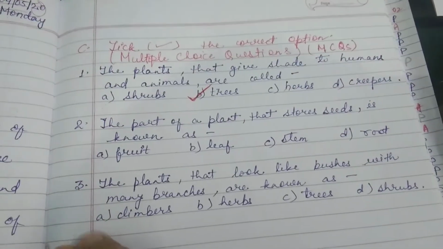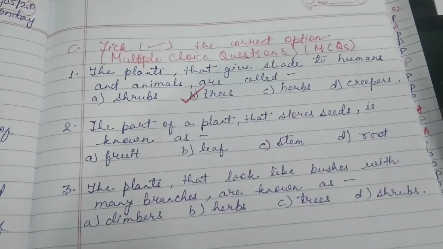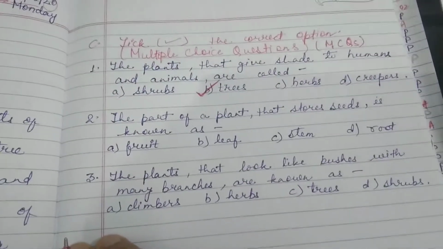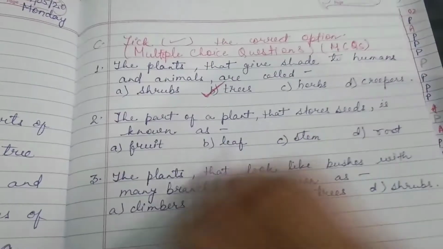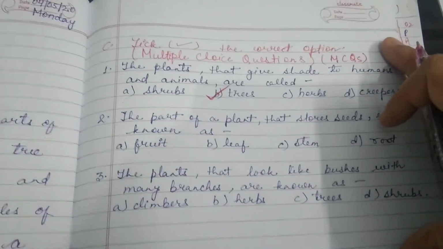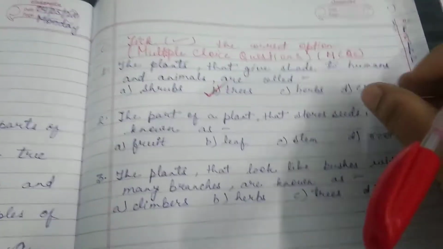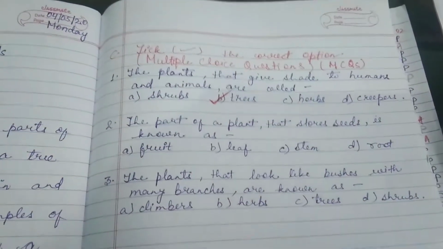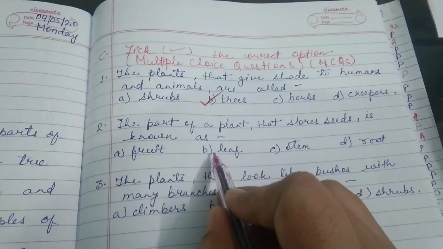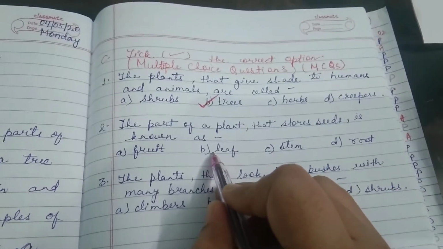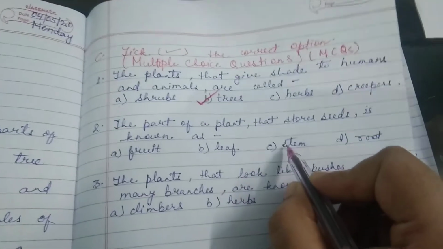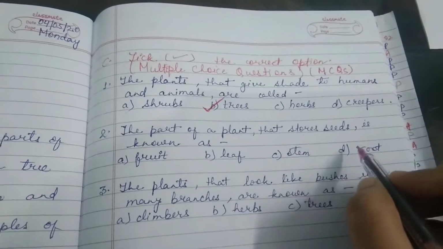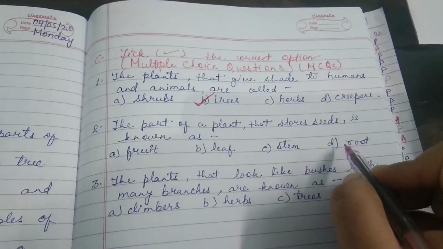Now the second question is, the part of a plant that stores seed is known as. We have already studied the parts of plants and their functions, and we all know that every plant part has its own function. So the part of plant which stores seeds is known as. Does a leaf store seed? No, the leaf does not store a seed. Does a stem store seed? No, it also does not store seed. And roots also do not store seed.